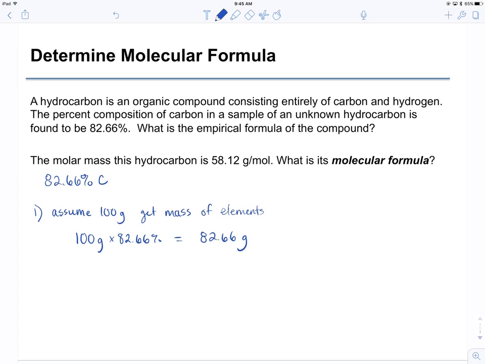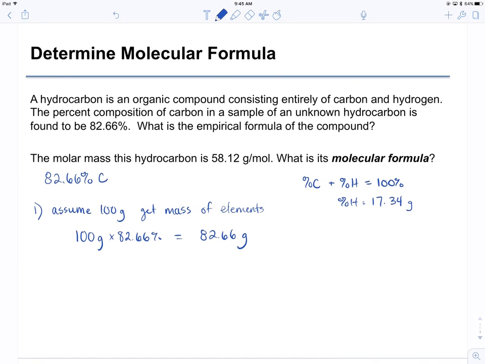We also need to know that my percent of every element in this compound is going to add up to 100%. Since it only contains carbon and hydrogen, the percent hydrogen is going to be easy enough to calculate as 17.34 percent. And then once we convert that to grams, it will be 17.34 grams.